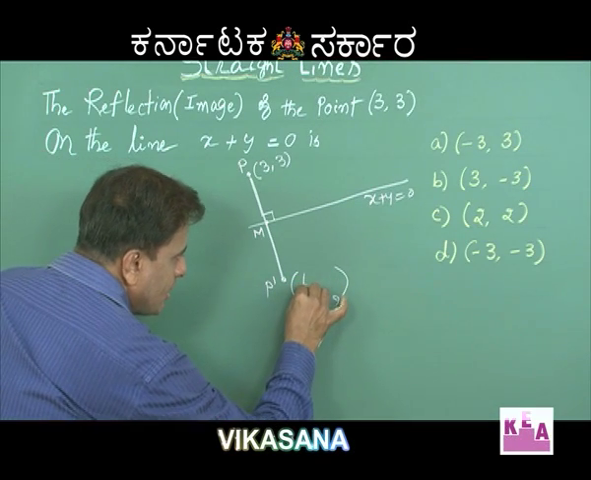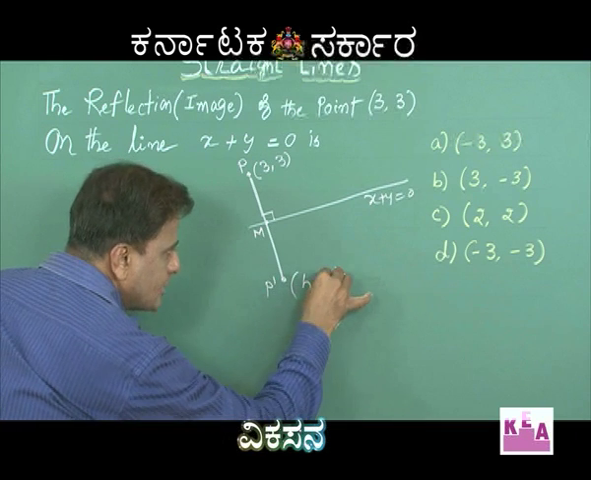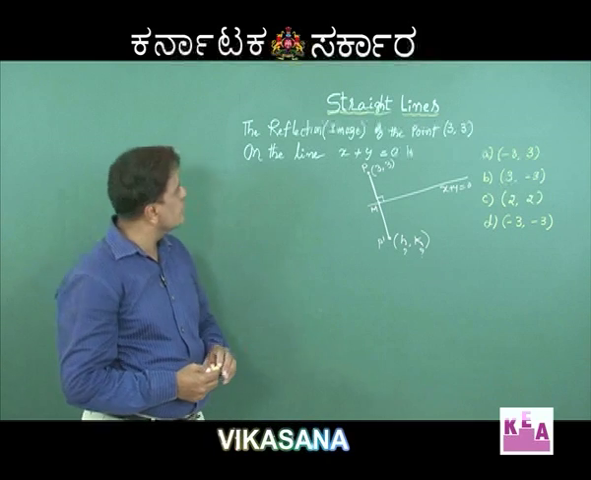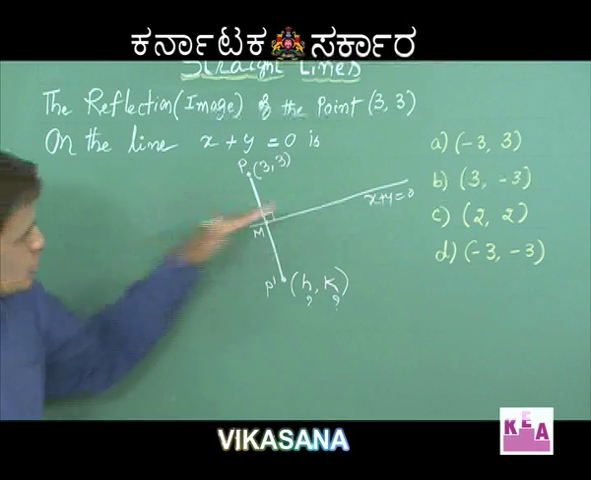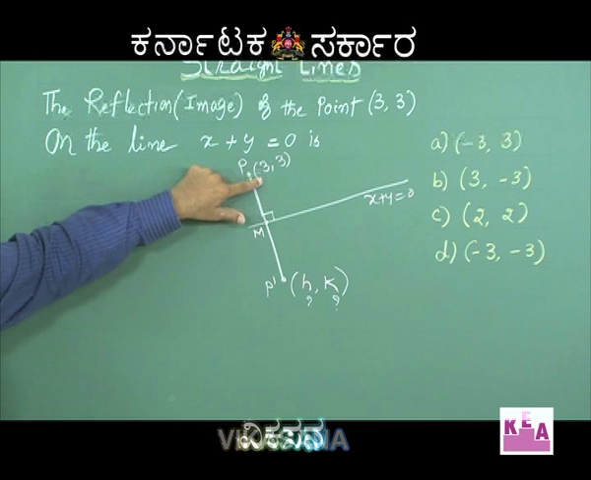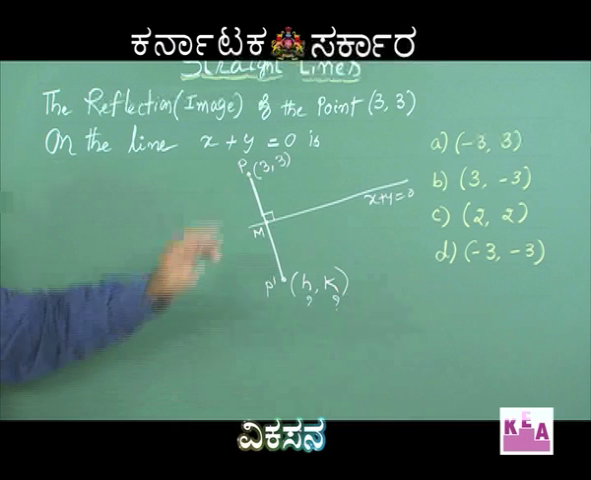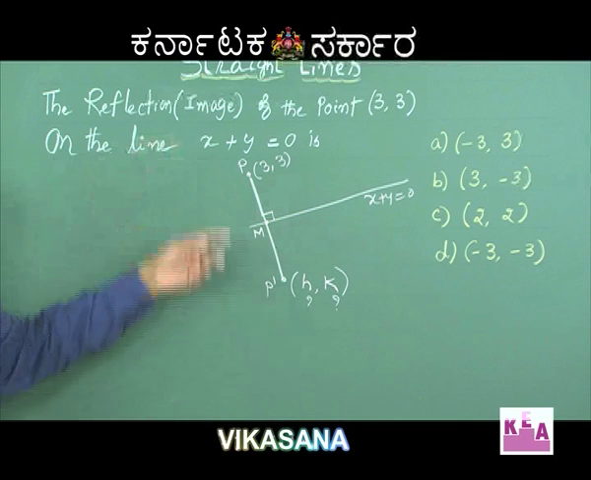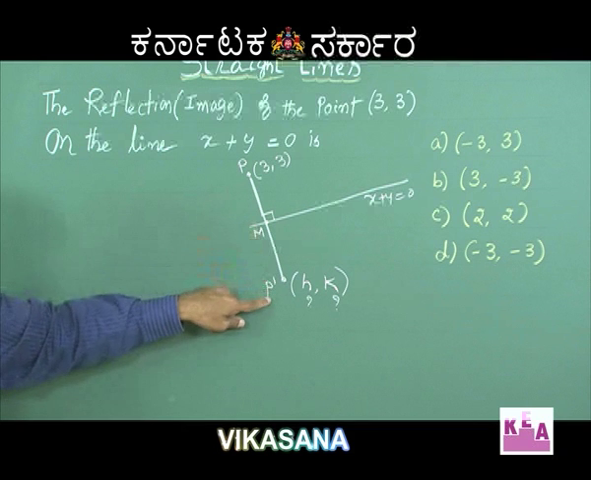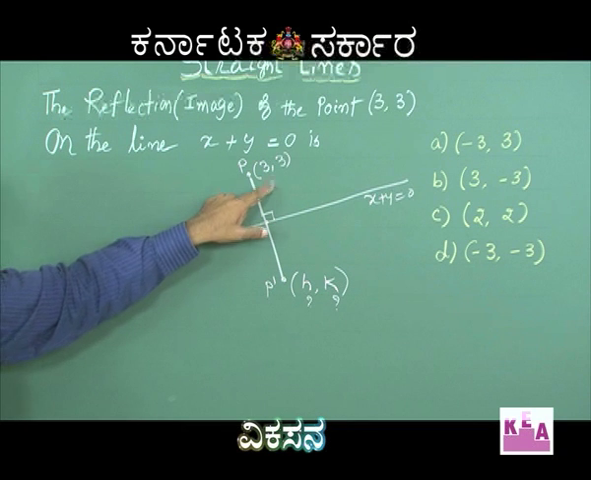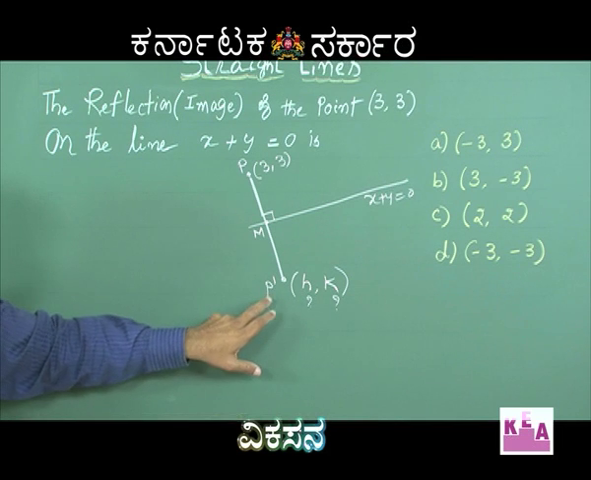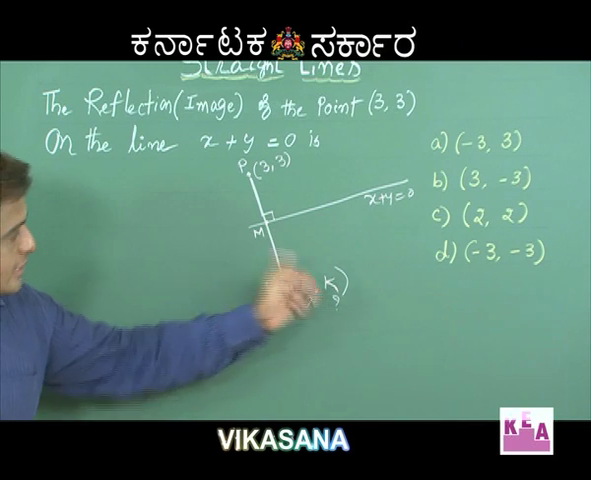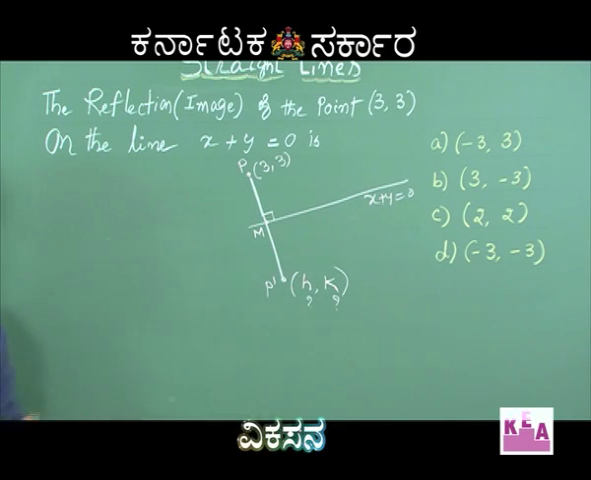Let us take the coordinates of P dash as h comma k. Let me explain once again. Here the line is x plus y is equal to 0. The given point is 3, 3. According to this question, we have to find the image of this point on the line x plus y is equal to 0. Assume that P dash is the image of the point P, which has coordinates 3, 3. Let us take the coordinates of P dash as h, k. Now we have to find the coordinates h, k.